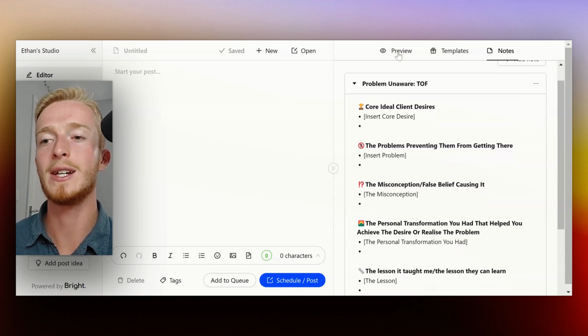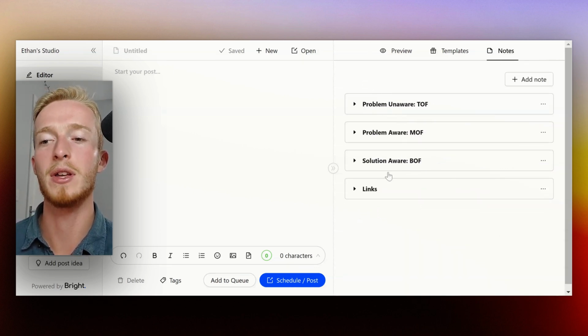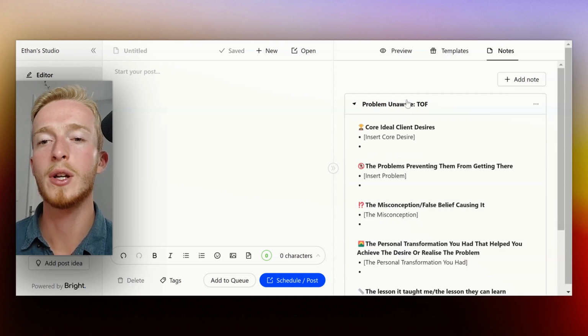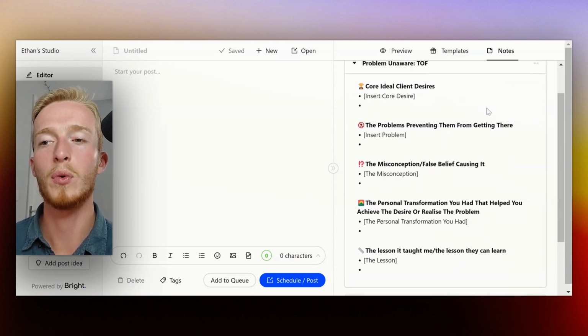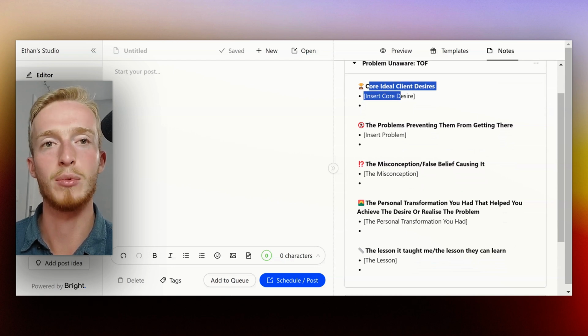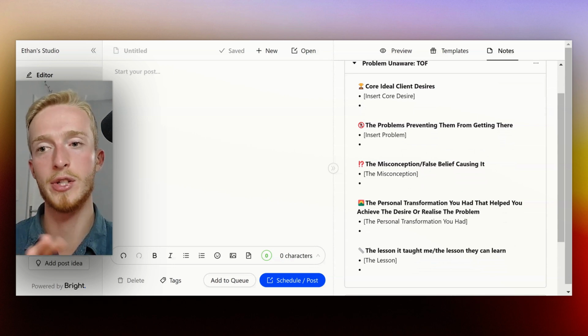What I've got here is these organized into problem unaware, problem aware, and then solution aware as well. Obviously I haven't filled these in yet, but I've also got all these points that I labeled before. And this is almost going to be your ammunition for when you're creating content.